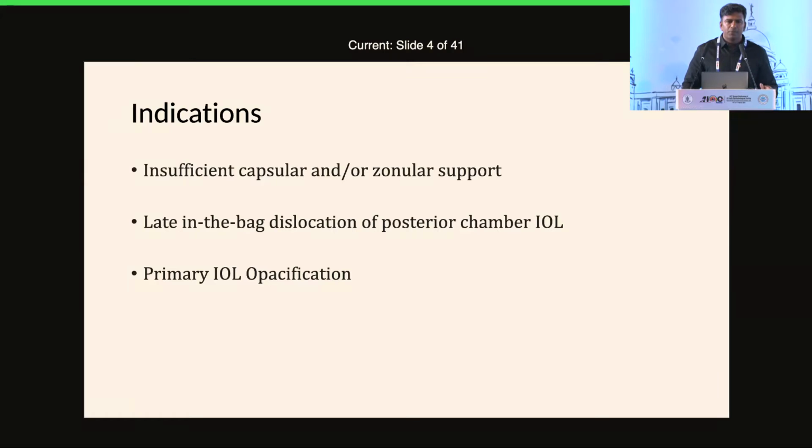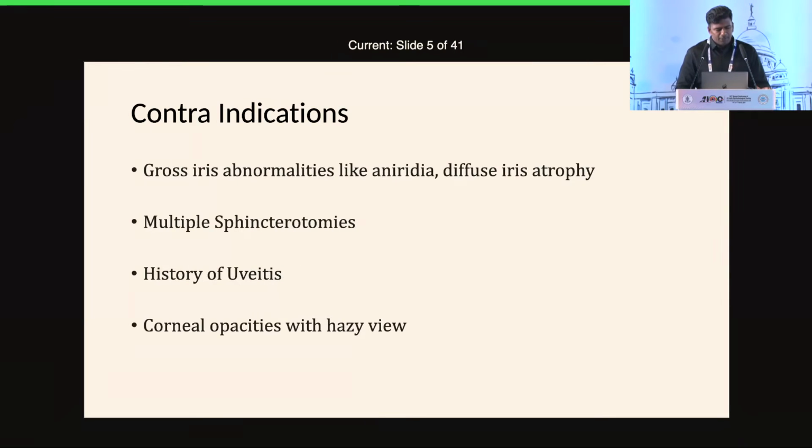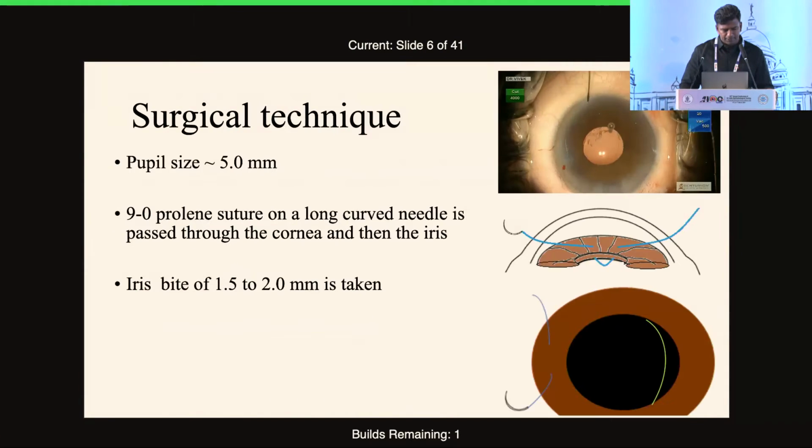You can do it as a primary and secondary procedure as well. The contraindications for any iris related techniques like the iris claw are any uveitis histories, multiple sphincterotomies, atrophic iris, and corneas with hazy views. It is better to avoid these techniques.